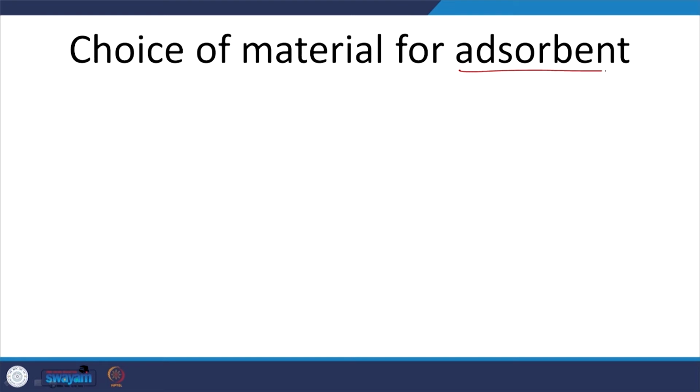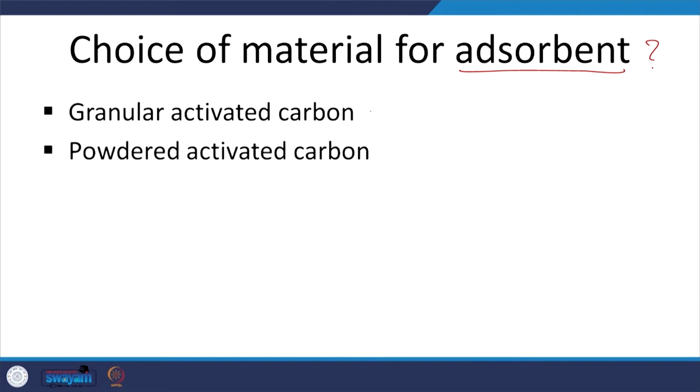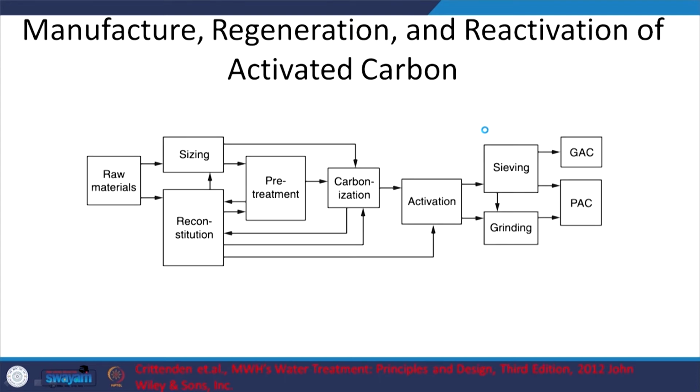So, what do I need to look at when choosing adsorbents, let us see. As I mentioned, typically we use granular activated carbon and sometimes powdered activated carbon, but this is not as much used in practice. The key difference is that between granular and powdered, the size of the particle is the distinguishing factor between GAC, granular activated carbon, and PAC, powdered activated carbon, let us see. So, how is it that you are going to manufacture this particular GAC or PAC?